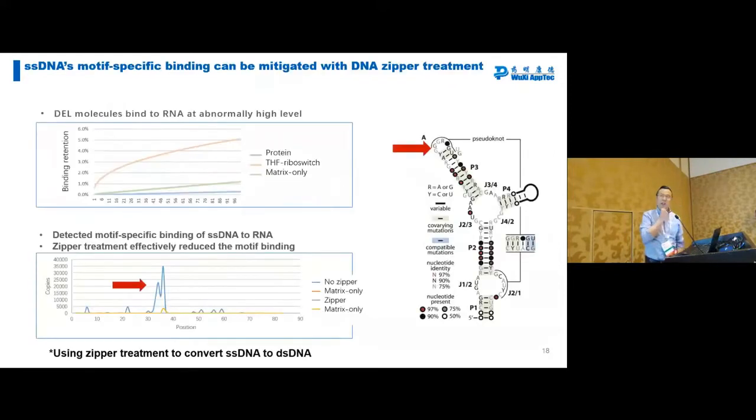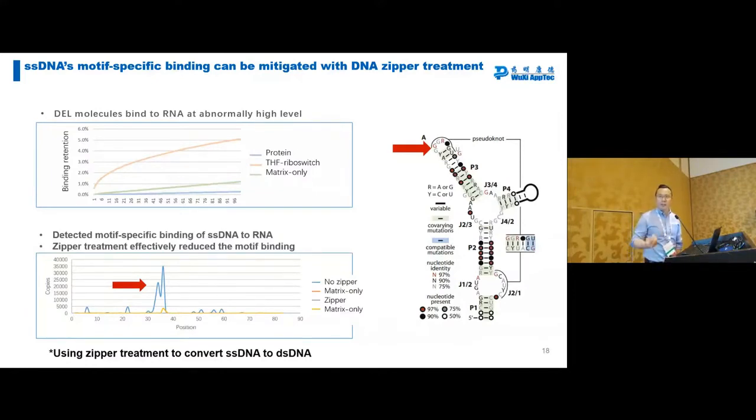In one of the initial experiments, we incubated our DEL molecules with RNA. We saw an abnormally high level of binding over the protein counterparts and non-target controls. After some sequencing analysis, we detected motif-specific binding of our single-strand DNA to the RNA molecules, and the sequence aligned to the top open loop region on our target.